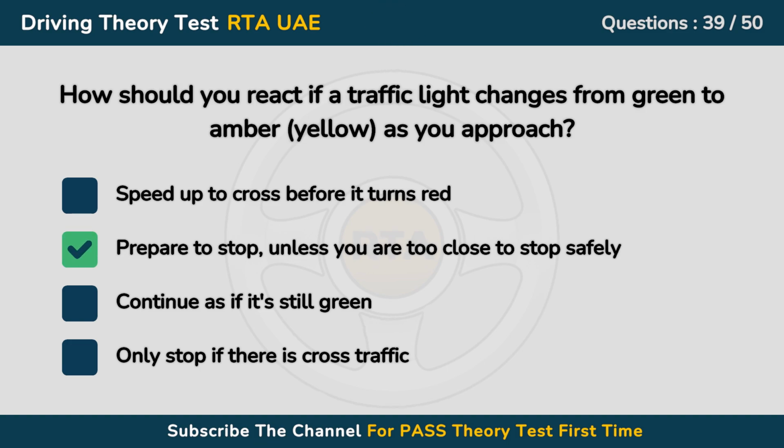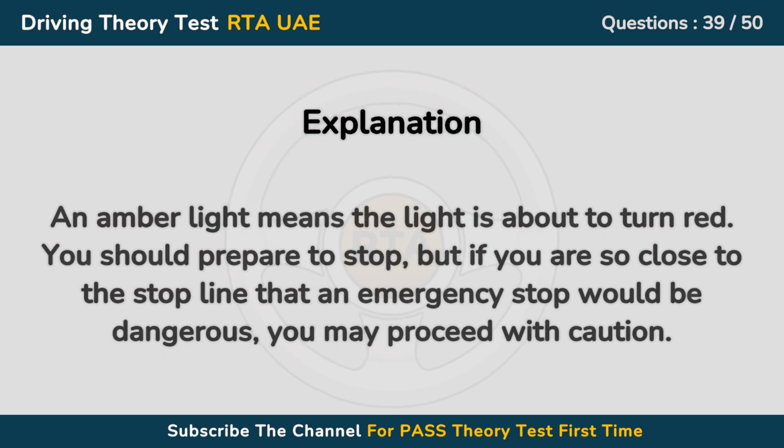Answer is B. Prepare to stop unless you are too close to stop safely. An amber light means the light is about to turn red. You should prepare to stop, but if you are so close to the stop line that an emergency stop would be dangerous, you may proceed with caution.